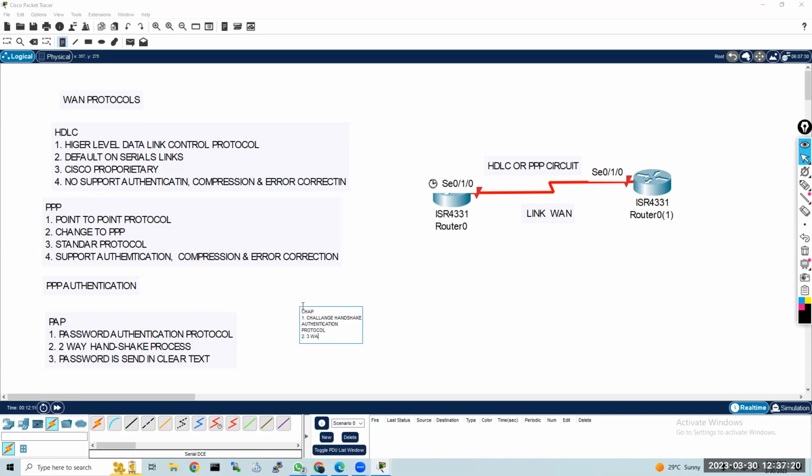Here it works with three-way handshaking. What does three-way handshaking mean? Like the DORA process: discover, request, acknowledge. Is it like TCP/IP? Exactly. WAN links, everything comes under TCP. Wide area network is nothing but internet communication, so it should be like TCP/IP only.